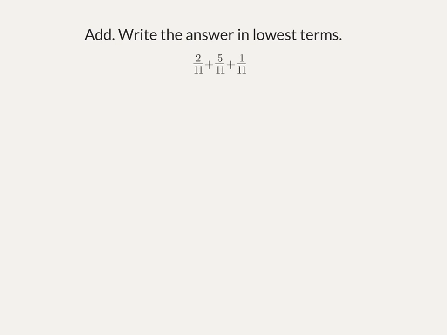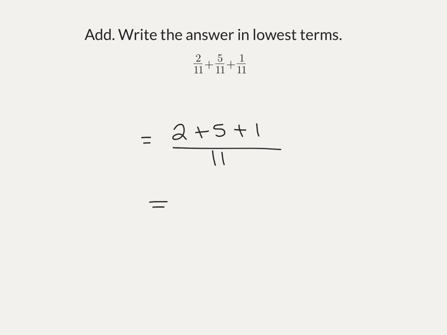Here I have three fractions that I want to add together. Now notice that all three fractions have the same denominator. In order to add fractions, we want the denominator to be the same. So this makes it easy because all we need to do is add the numerators together and then place it over the denominator.